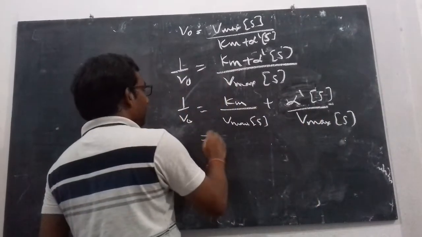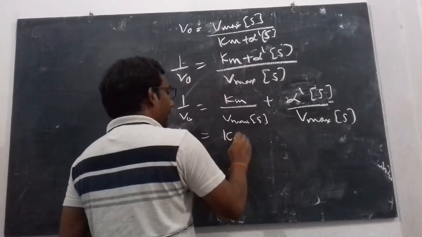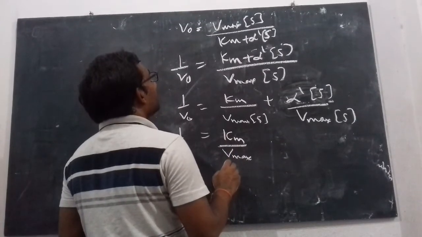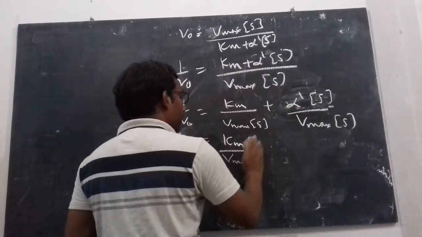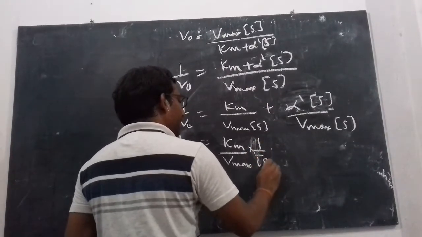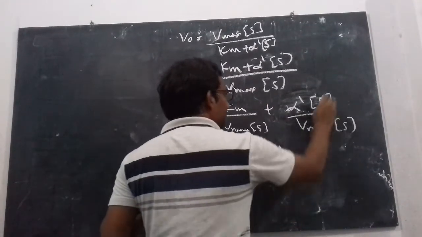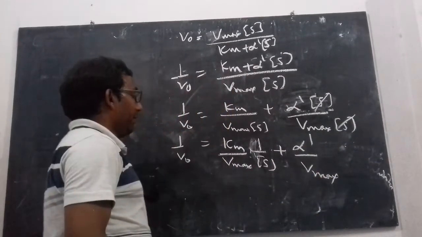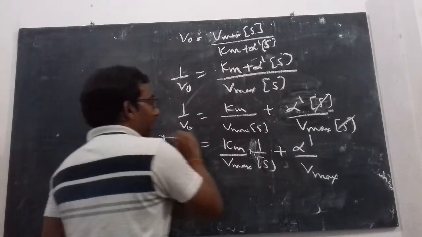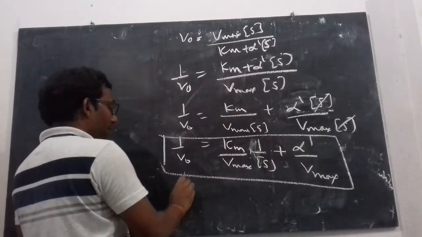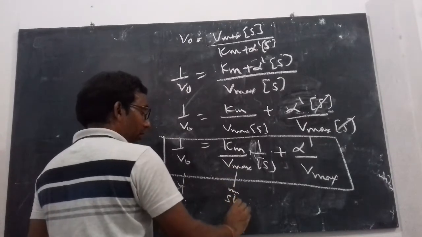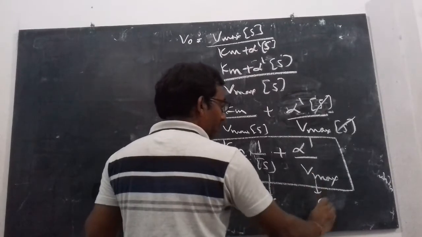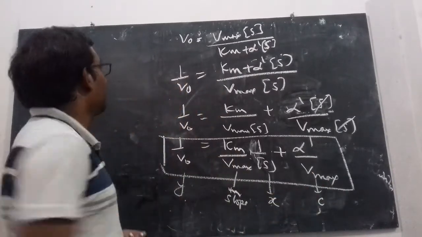You see here, what is the equation? 1 by V naught is equal to Km by V max into 1 by S plus, S is cancelled out, alpha dash by V max. Okay, very good. So this is the equation. Y is equal to mx plus c. This is y. This is m, the slope. This is x, and this is the intercept on the y-axis, c. Now you draw the graph.